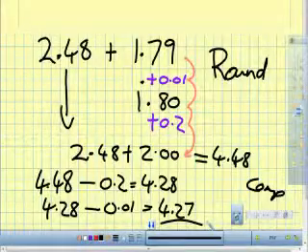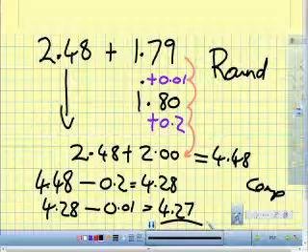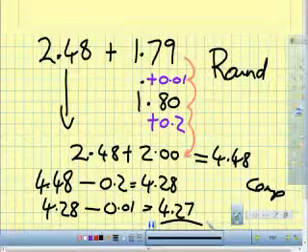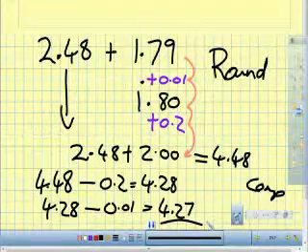And you can see it was the same process that we did of rounding and compensating with the whole numbers. So, give it a go.